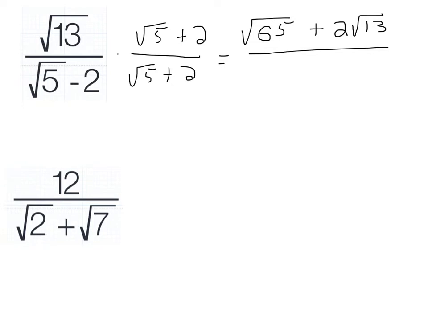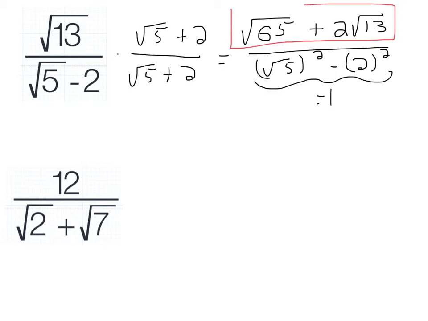And then my denominator is just going to be, again, a difference of squares. So I'm looking at the square root of 5 squared minus 2 squared. Now the square root of 5 squared is just 5, and 2 squared is 4, so my denominator is 5 minus 4, which is 1. So if I have something over 1, I don't need to write that. I can actually just stick with the numerator as my final answer. Square root of 65 plus 2 square root of 13.